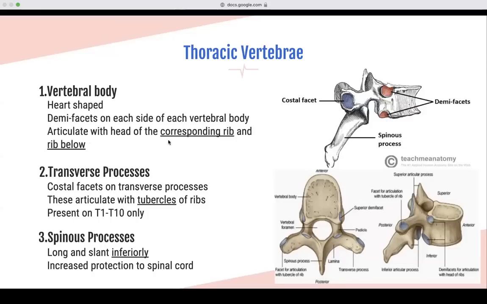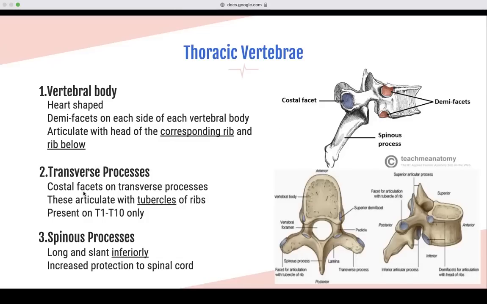Just like we mentioned, rib 5, let's say this is T5. T5 would articulate with rib 5 and rib 6, okay? So rib 5 here would articulate with it, and then here would be rib 6, okay?